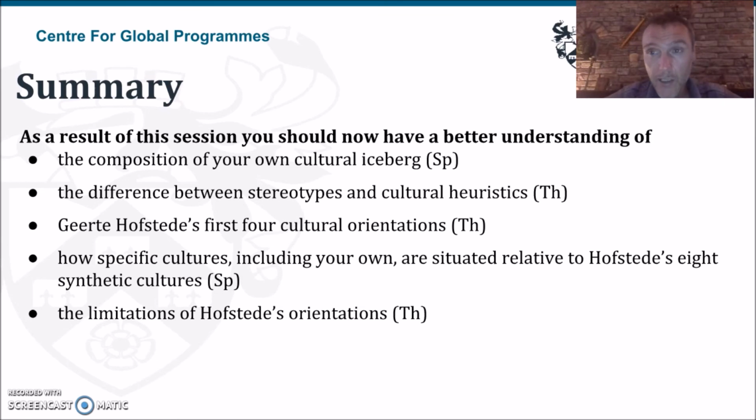So the 8 synthetic cultures would be the 8 poles. There are 4 orientations, and each orientation has 2 poles. Another word for these poles would be a synthetic culture, so called because no culture occupies an extreme position at the end. And the limitations of Hofstede's orientations. So that's it for session 3.